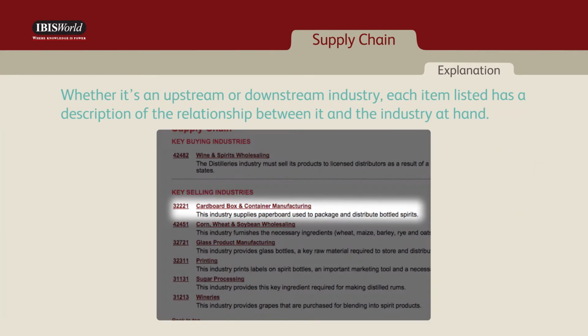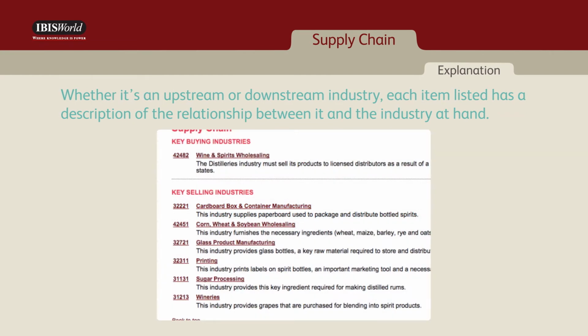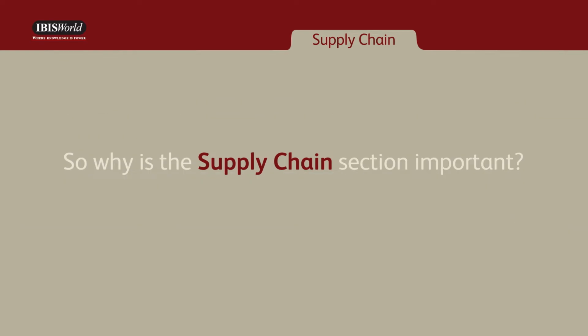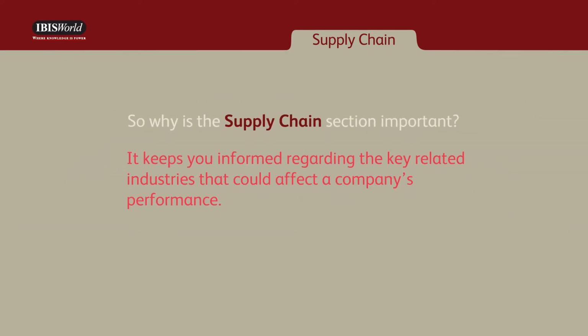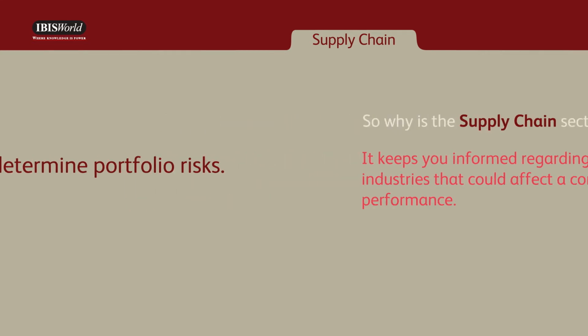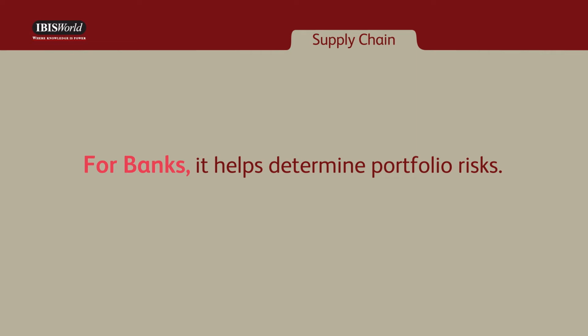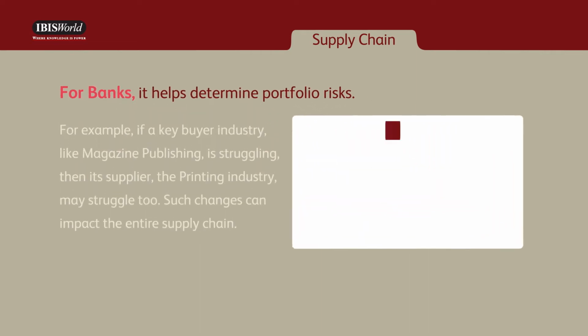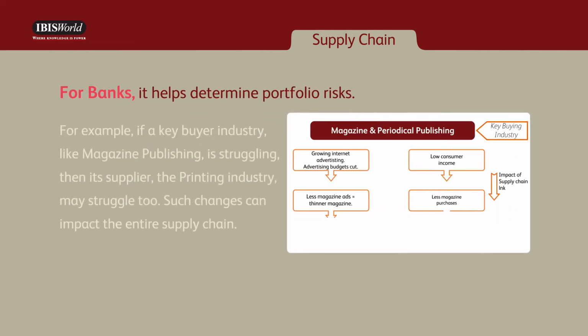Whether it's an upstream or downstream industry, each item listed has a description of the relationship between it and the industry at hand. So why is the supply chain section important? It keeps you informed regarding the key related industries that could affect a company's performance. For banks, it helps determine portfolio risks. For example, if a key buyer industry, like magazine publishing, is struggling, then its supplier, the printing industry, may struggle too. Such changes can impact the entire supply chain.